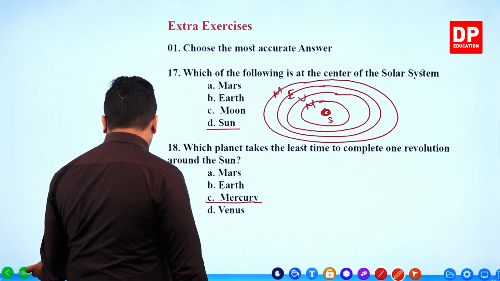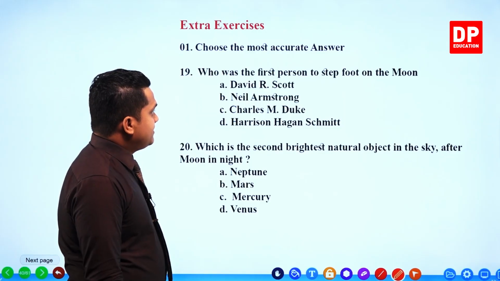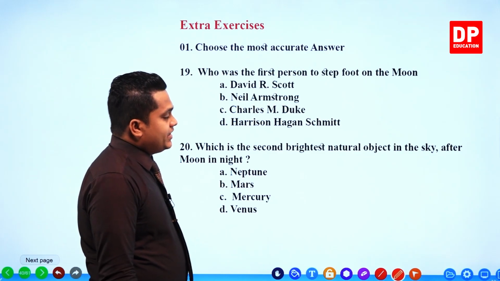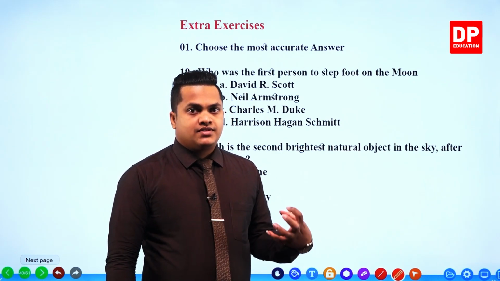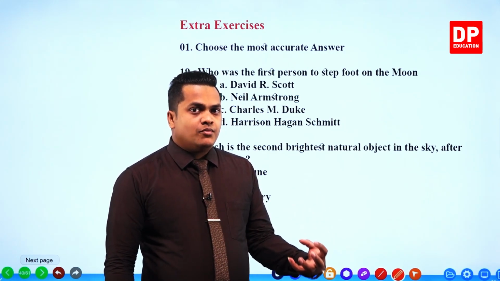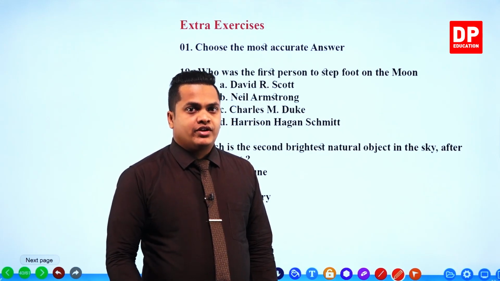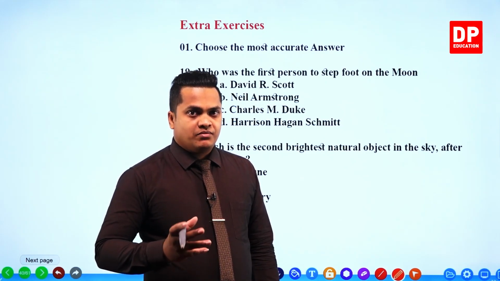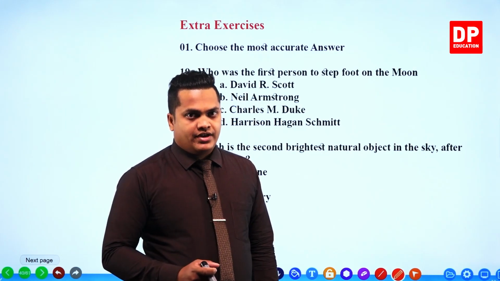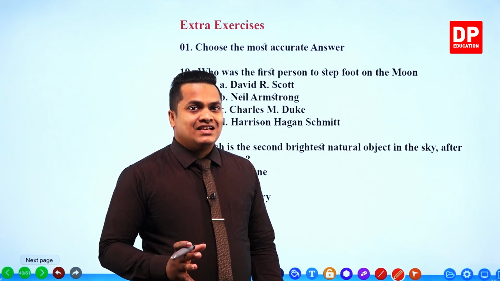Okay, right. Who was the first person to step foot on the Moon? This is very simple, my dear children. From the spaceship Apollo 11, this person set foot on the Moon. The first and foremost person who was able to set foot on the Moon was the American astronaut Neil Armstrong. After that, from the same country, the United States, Edwin Aldrin or Buzz Aldrin was the second astronaut to set foot on the Moon.